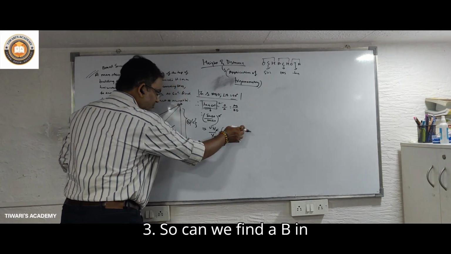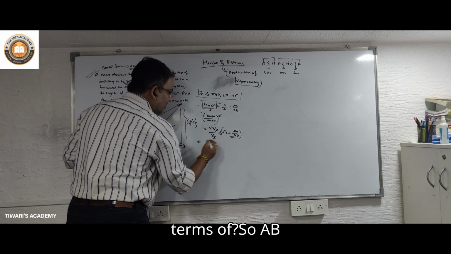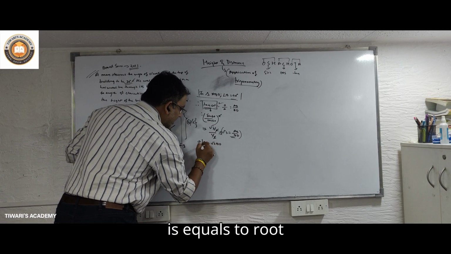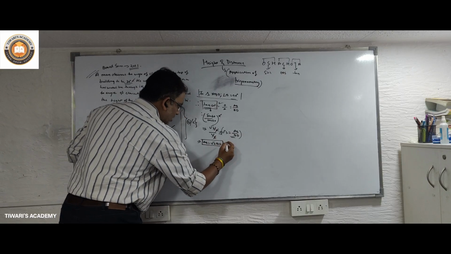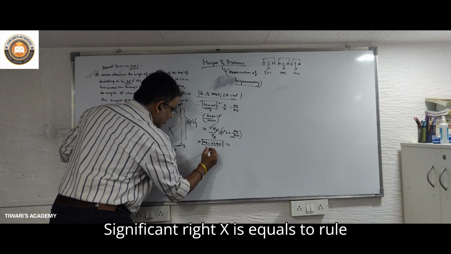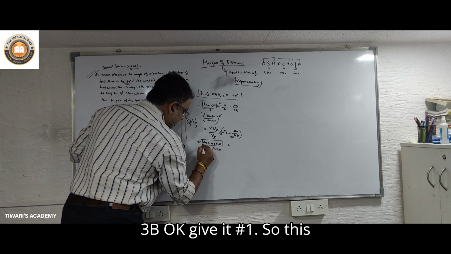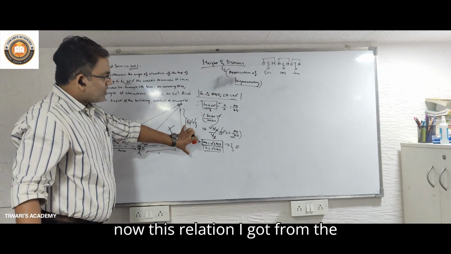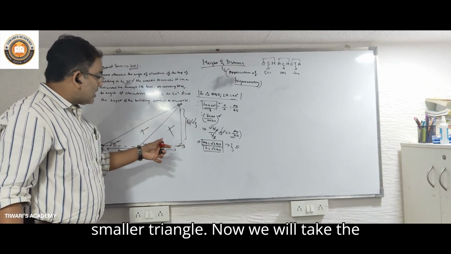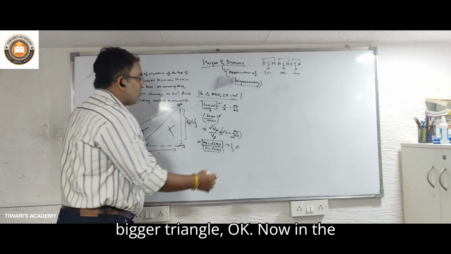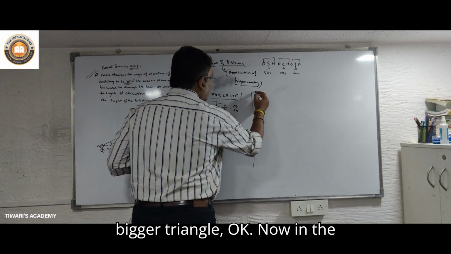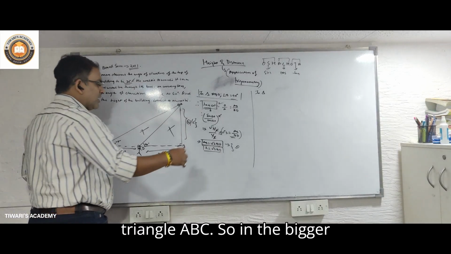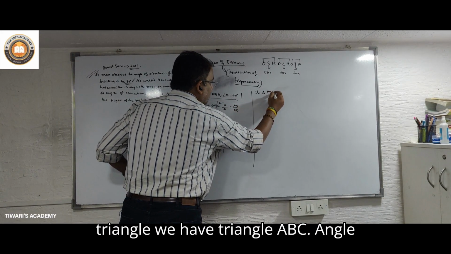So can we find AB in terms of BD? AB is equal to root 3 BD, or simply we can write H is equal to root 3 BD. Give it number 1. This relation I got from the smaller triangle. Now we'll take the bigger triangle, triangle ABC.